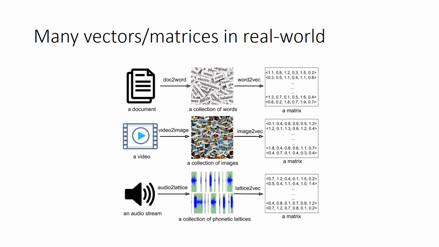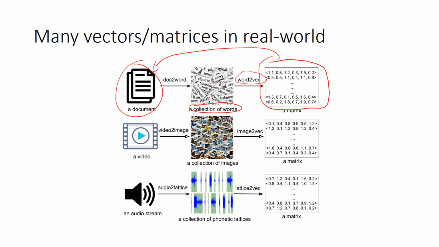Many of these applications can be converted to matrix. For example, for documents, we can break a document into a collection of words, and then we can use the word to vector technique to convert each word into a vector. Then all these words together form a matrix, and this matrix corresponds to the original document.